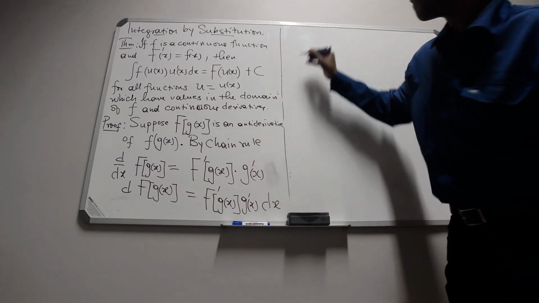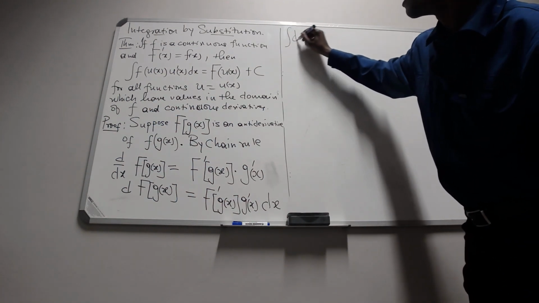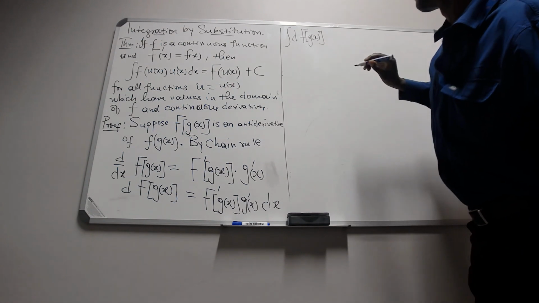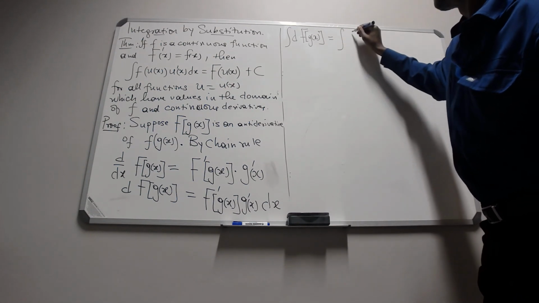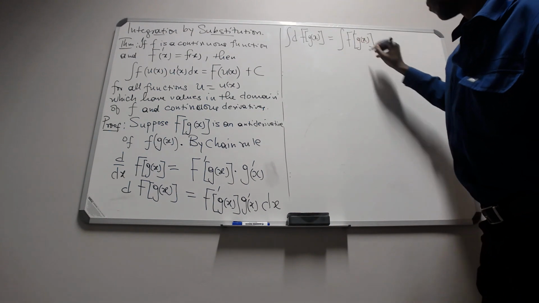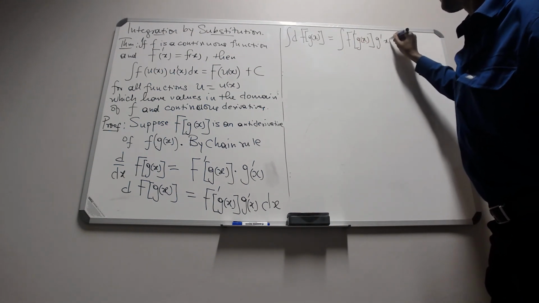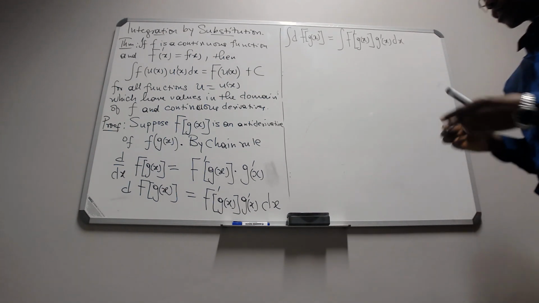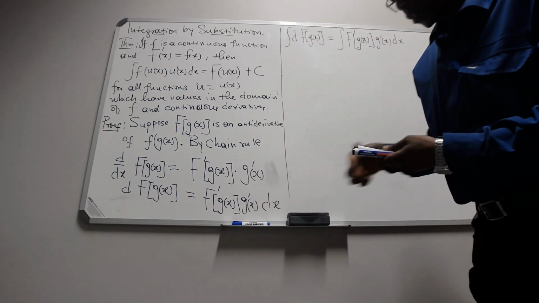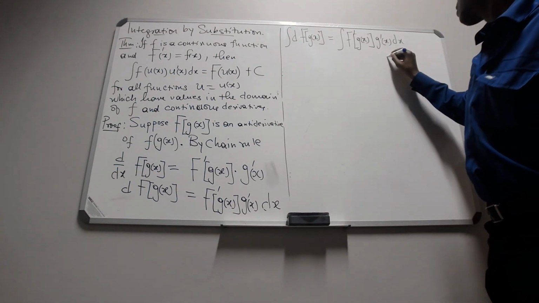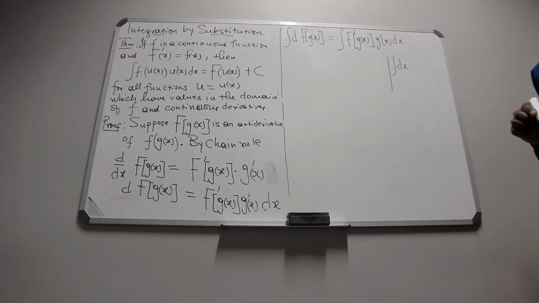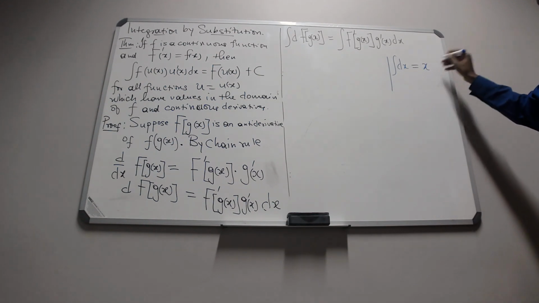Then we get the integral of d of F of g of x equal to the integral of F prime of g of x, g prime of x dx. Now there is something quite important that you need to recall. You will recall that if you have the integral of dx like that, what is the answer? The answer is x plus c.